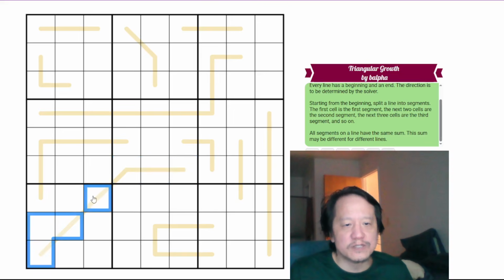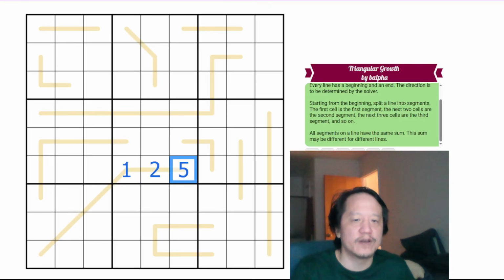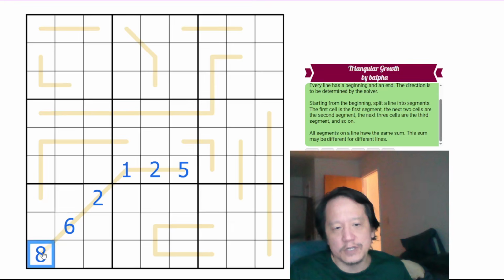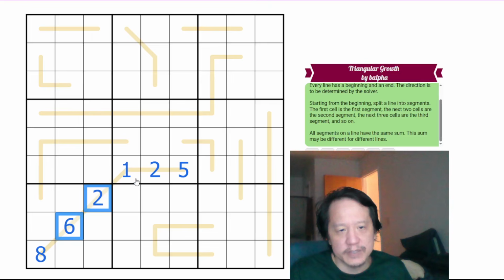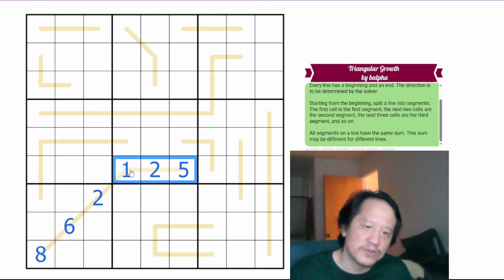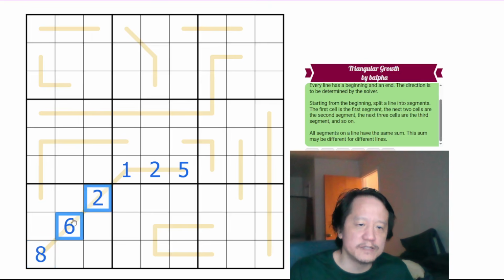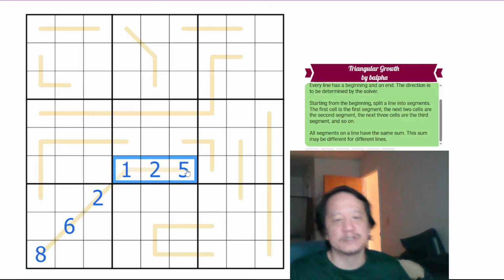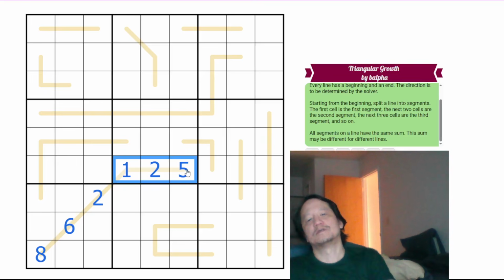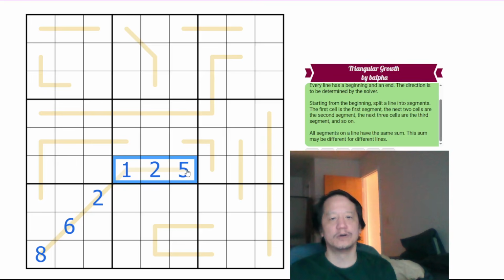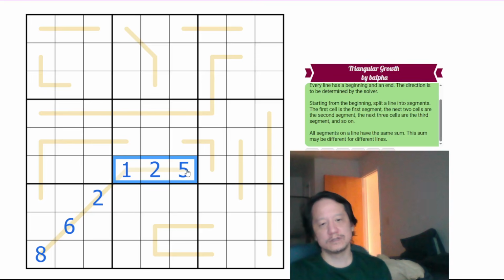But say it went this way. Then we could have something like 1, 2, and 5 here, and then we have 2 and 6 here, and then this would be 8. So the first digit here is a single segment. The next 2 cells are the second segment. The next 3 cells are the third segment. And 8 is the sum of the first segment, 8 is the sum of the second segment, and 8 would be the sum of the third segment here. So that's an example of how that works.